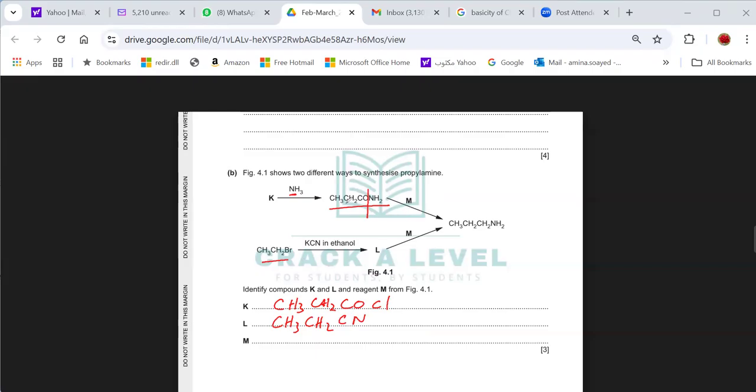M is a reagent that when it is added to the CONH2, it will form the CH2NH2. And this means that we can add lithium aluminum hydride, which is a reducing agent, in presence of dry ether. And so we will reduce the C double bond O into a CH2. Also for the cyanide, we can also add lithium aluminum hydride, or we can add hydrogen in presence of nickel or platinum as a catalyst.